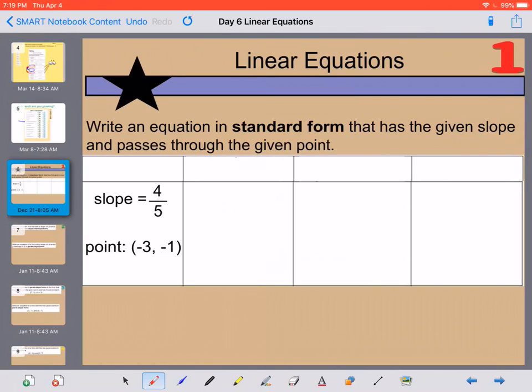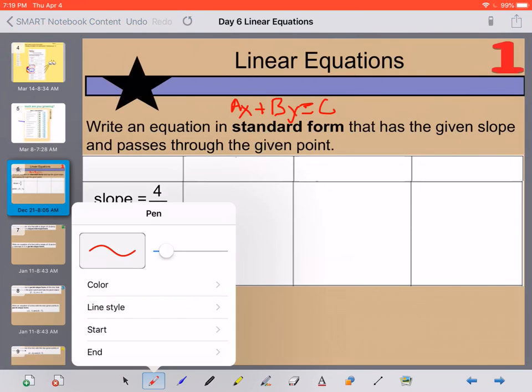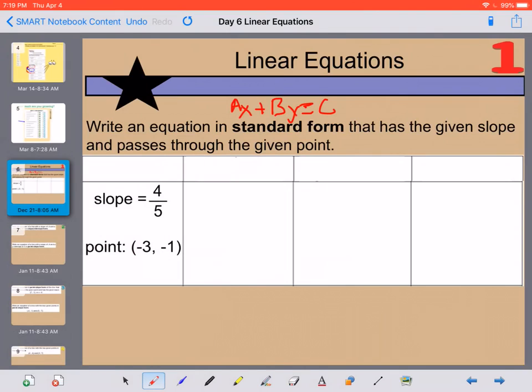So if we start out here, it says write an equation in standard form. Okay, so now we have ax plus by equals c. That's standard form. That has the given slope and passes through the given point. What I know is that I have a slope and a point, so I want to start off with point-slope form. So this is going to be y minus y1 equals m times x minus x1.